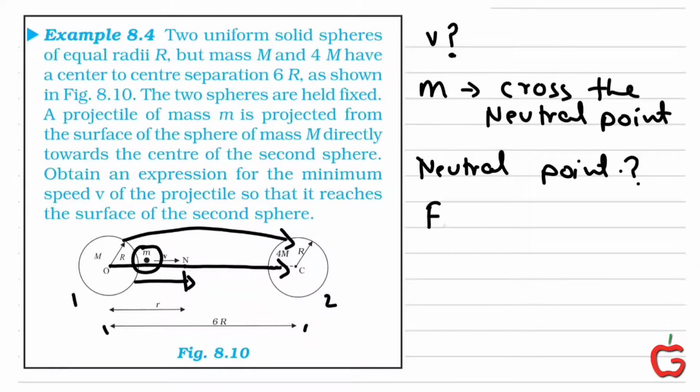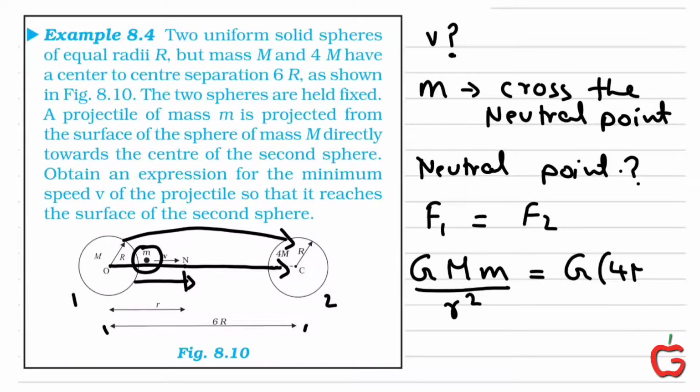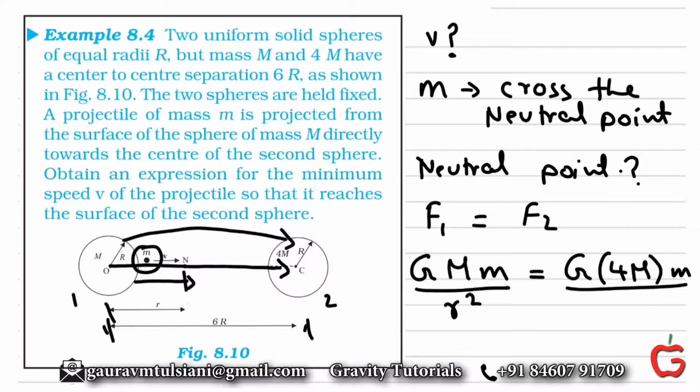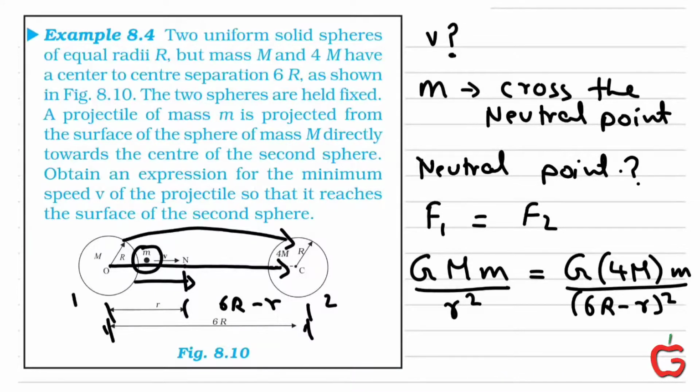So the gravitational force of the first sphere is equal to the gravitational force of the second sphere. The formula for gravitational force is G m1 m2 divided by r squared. This has to be equal to G times the mass of the second sphere, 4m, times the small mass m, and the distance is, the total distance between the centers is 6r. If this distance is x, then the remaining distance is 6r minus x, so 6r minus x squared. Okay, so this will give us the distance of the neutral point.